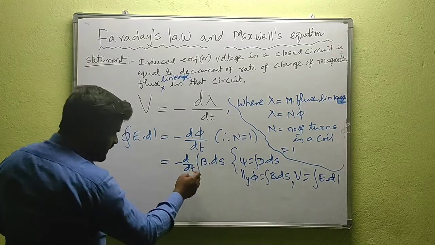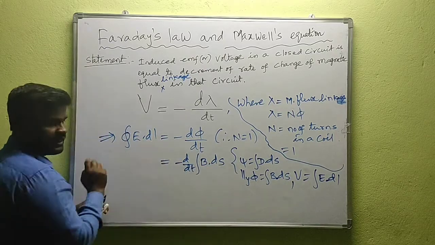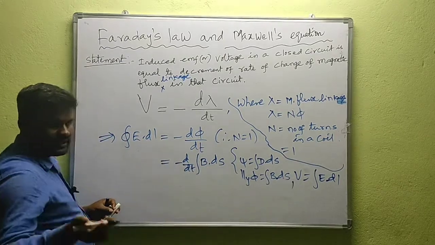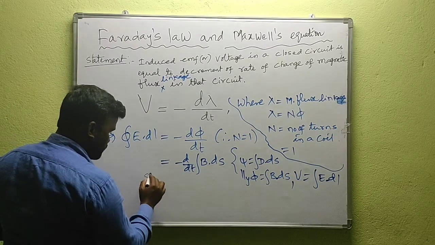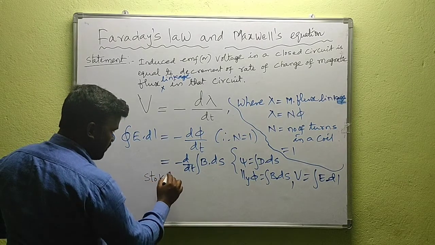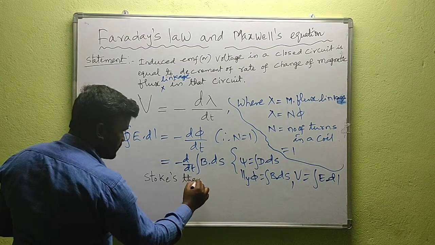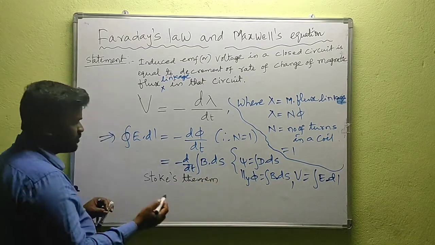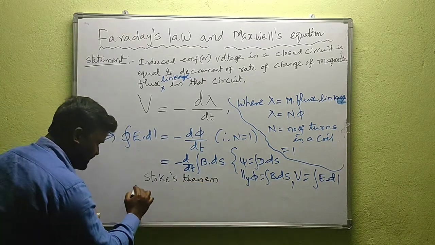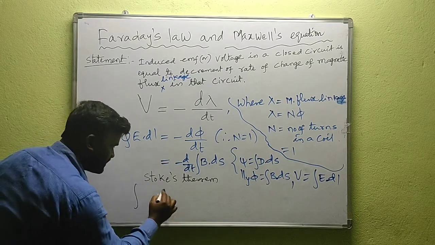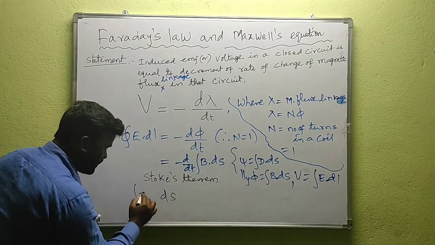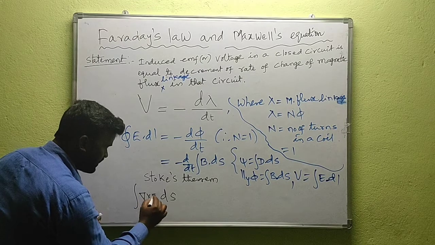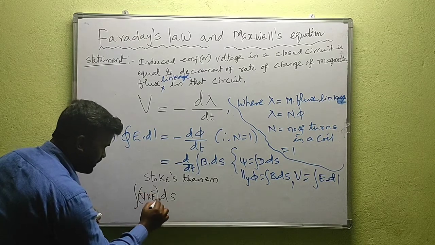And here if you see, here we have surface integral, here we have line integral. So that's why we need to apply what? Stokes theorem. Let us apply Stokes theorem. What is Stokes theorem? Stokes theorem is used to convert line integral into surface integral. Means this integral becomes the surface integral and vector becomes what? Curl of that vector, that is del cross E dot ds.